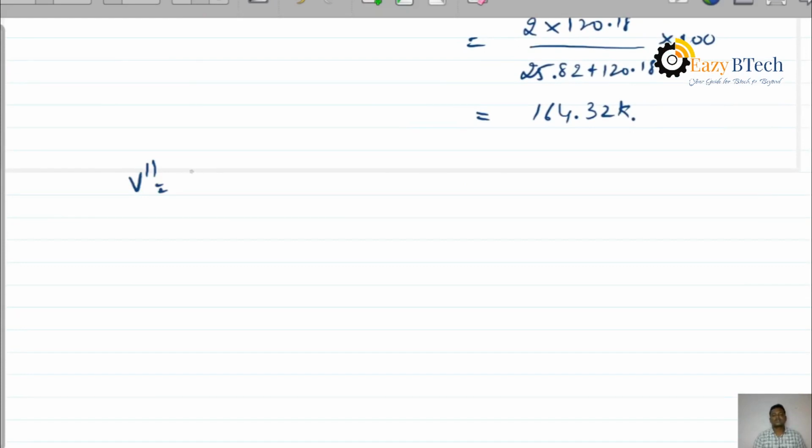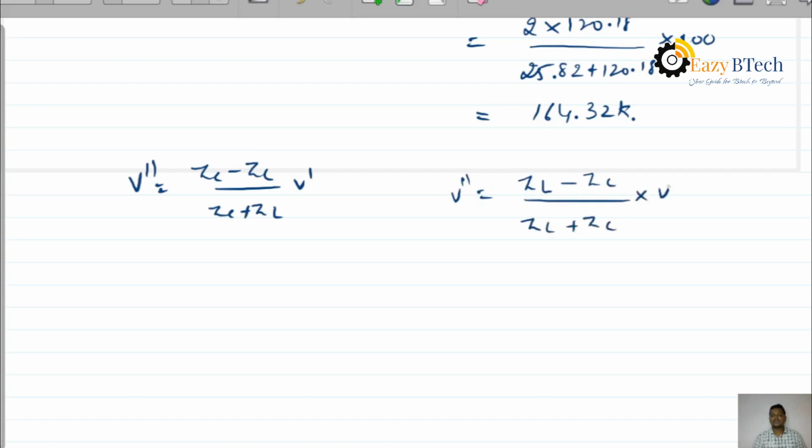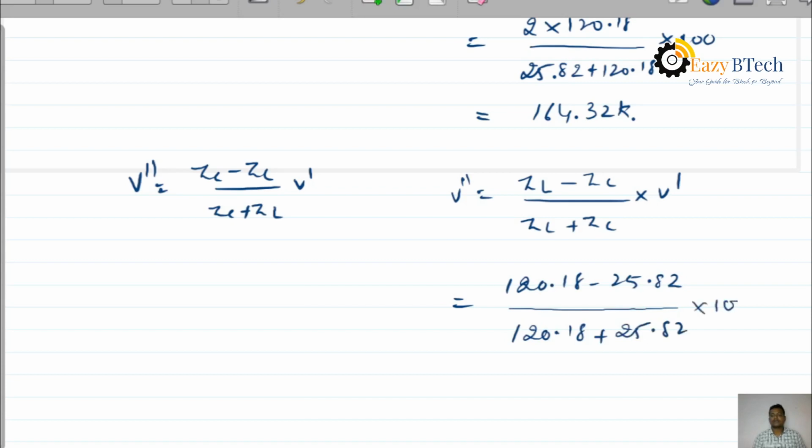Next, V double dash. For the previous case it is (ZC minus ZL) divided by (ZC plus ZL) into V dash. For this case, V double dash is (ZL minus ZC) divided by (ZL plus ZC) into V dash. ZL is 120.18 minus 25.82 divided by 120.18 plus 25.82 into 100, to get V double dash as 64.63 kV.